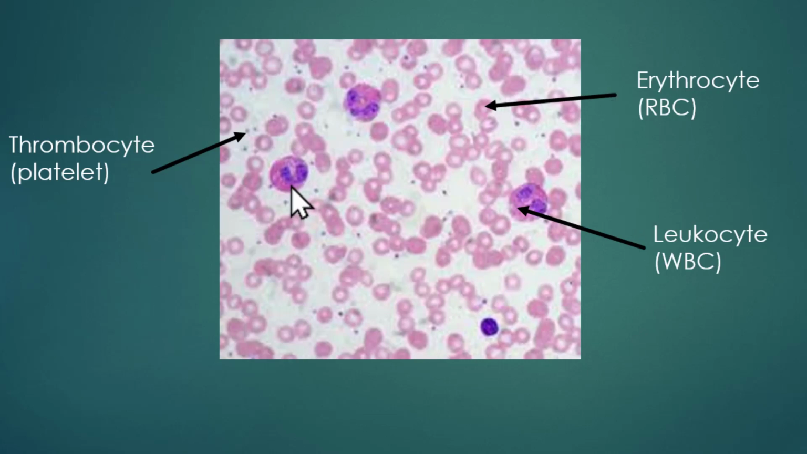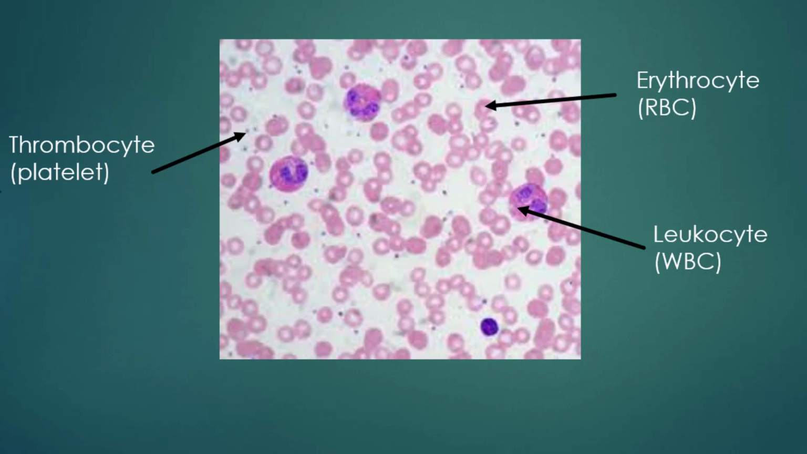Then you see 3 larger cells. All right, these are leukocytes. These are white blood cells. All right, and when you get to AP2, you're going to learn that these are eosinophils. But you don't need to know that for now. So when you get to AP2, you're going to have to tell the difference between this cell and this cell, which are different types of white cells.